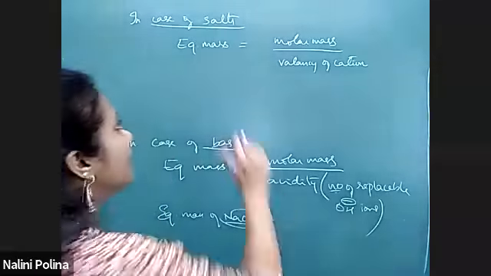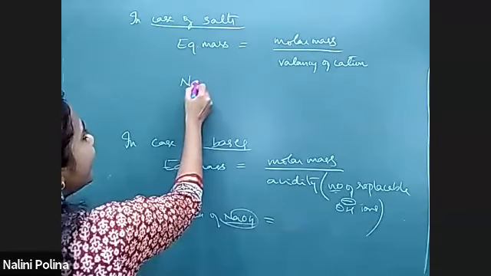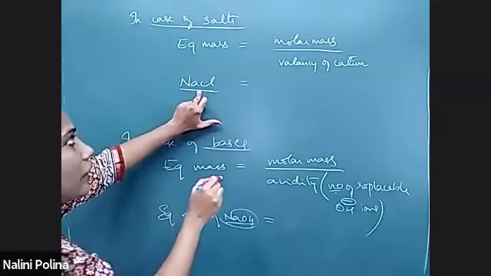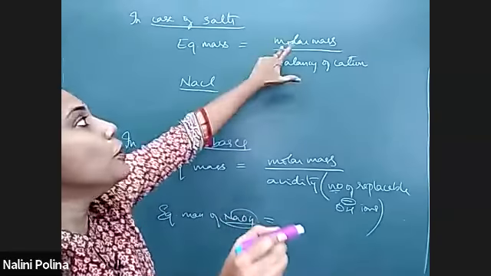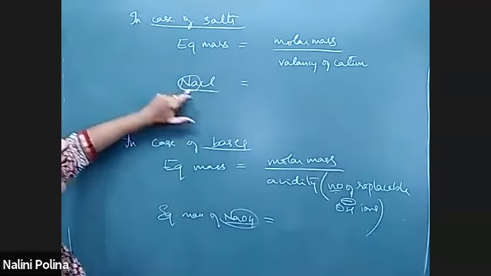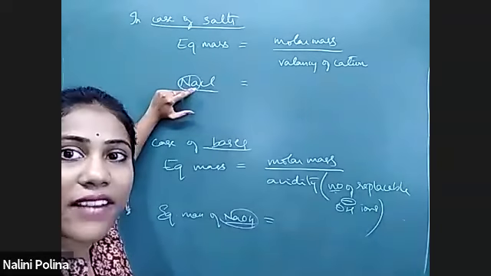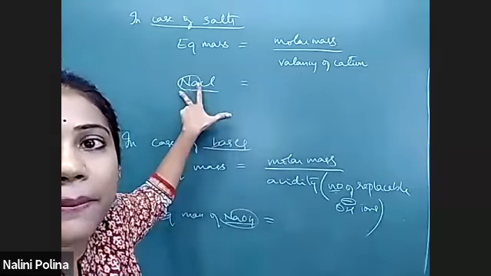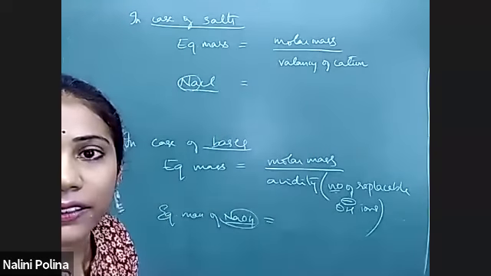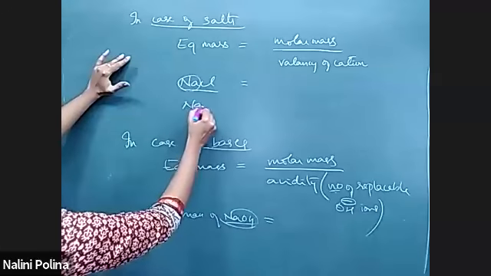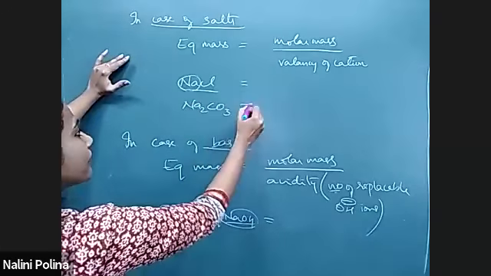Say for example, I want to find out NaCl. NaCl is a salt. If I have to find out its equivalent mass, what I need to do? Molar mass divided by cation's valency. So cation is sodium. What is the valency it has? +1. Its molar mass divided by 1 you have to take. Okay, like that.